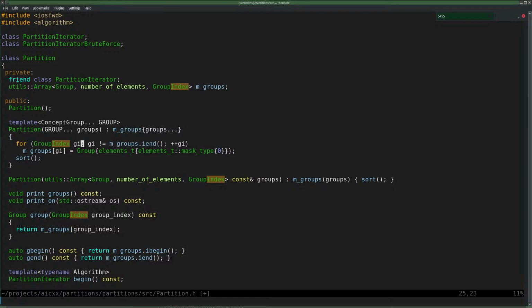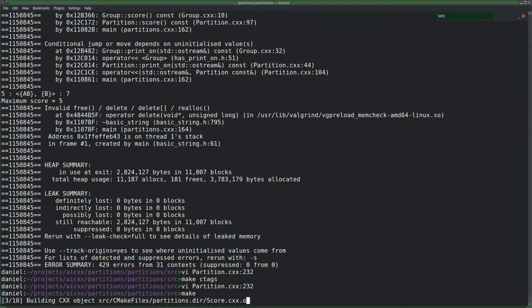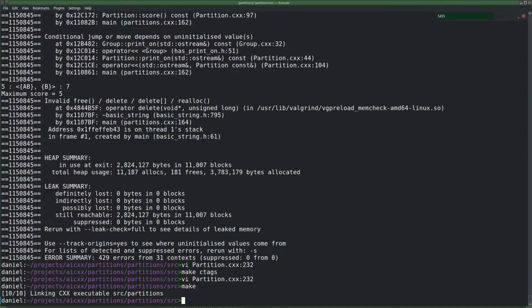So what do we start with? We would start with 0 if we did not have any groups. So this must be the size of the parameter pack. Isn't that like size of groups? I don't know. I mean, if it compiles, it probably was correct. Otherwise, I'll have to dig deeper. If it compiles.